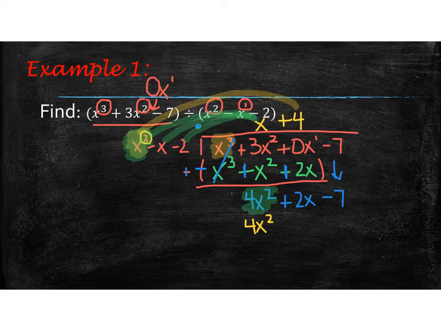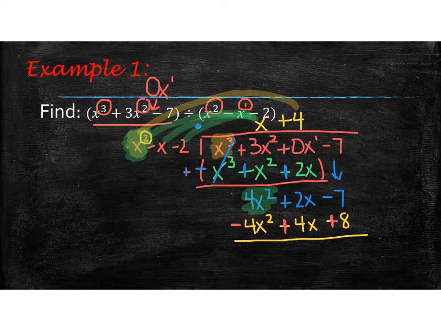Then I get 4 times negative x, which is negative 4x. And I get 4 times negative 2, which is negative 8. Now here's where I'm going to show you. You're going to draw your line and you're changing the sign of everything. Again, the reason why you're changing the sign is because we really need to subtract that second row.